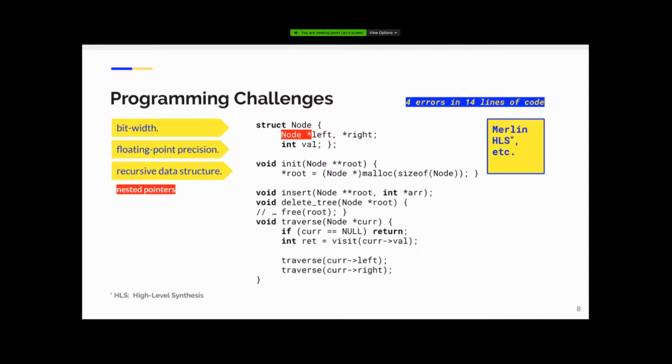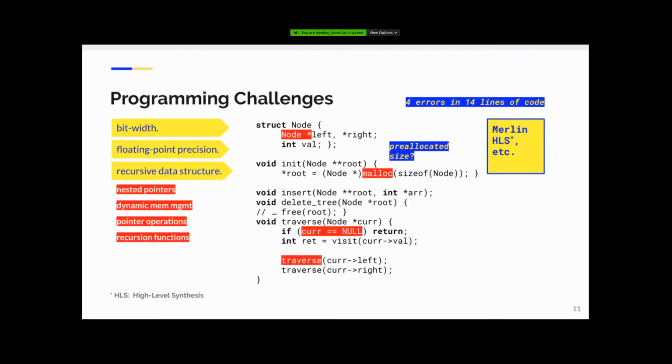Therefore, if you ever attempted to port real software code to run on FPGAs, you will be frustrated to see a lot of errors. For example, in a simple binary tree, there will be 4 compilation errors. Nested pointers are not supported. Dynamic memory management is not available either, so the user should pre-allocate fixed-size spaces by over-approximating the input. The types of allowed pointer operations are restricted, and all your recursive functions will not compile.